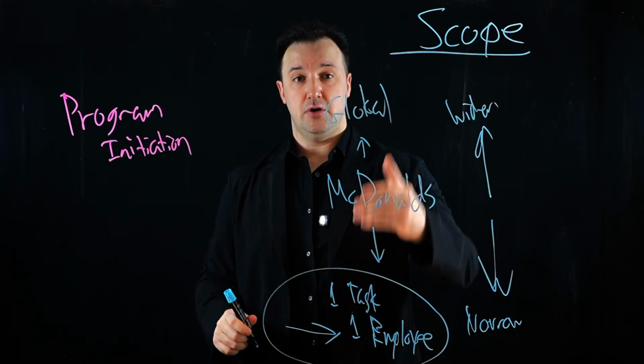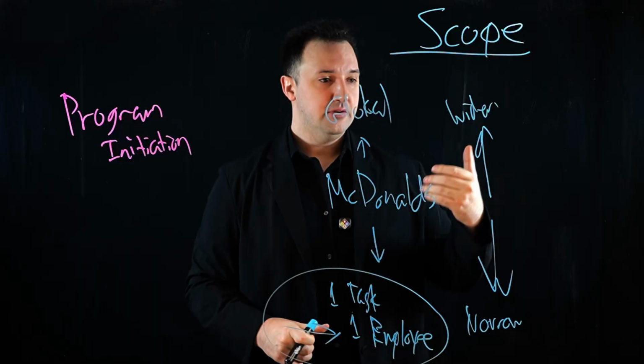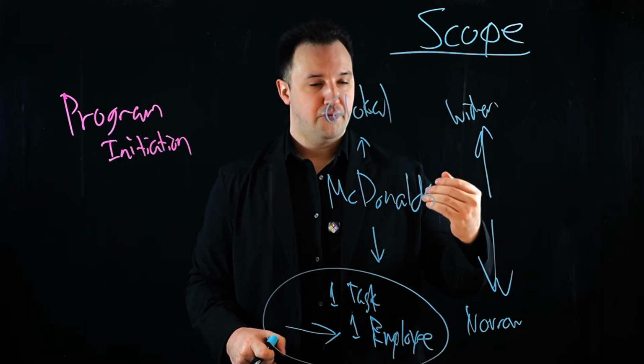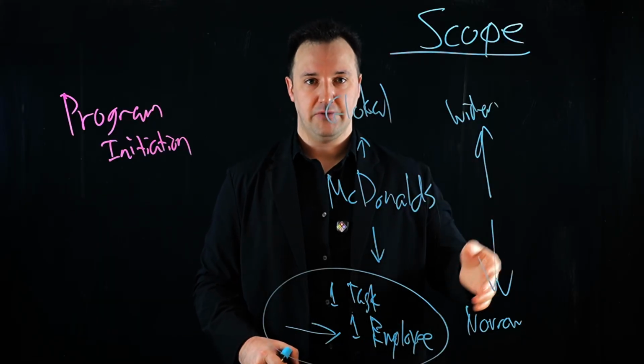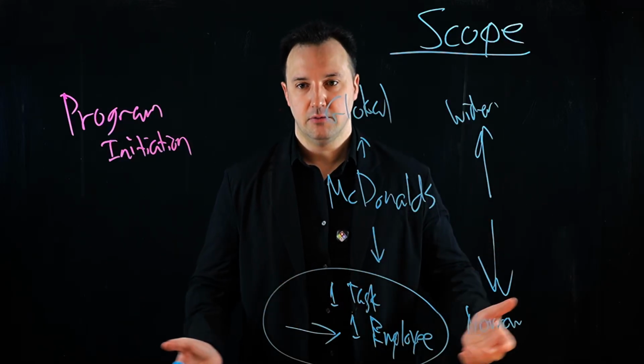So you could be McDonald's Global. You could be McDonald's National. You could be looking at the scope of all of McDonald's operations in France or in the United States or in Canada or whatever. You could be looking at all of the McDonald's operations in Japan, right?